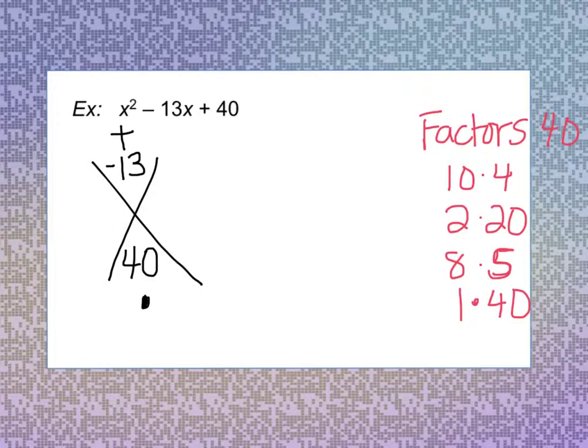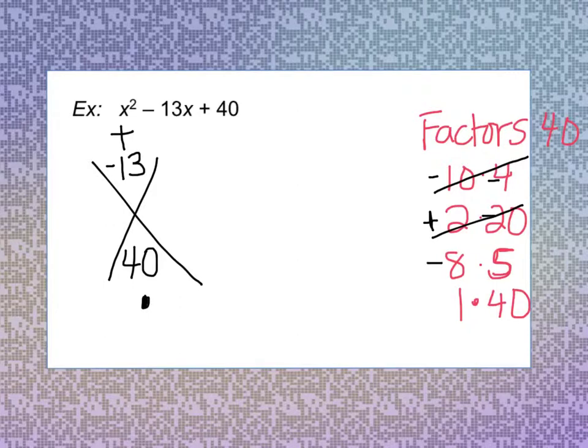So now let's take a look. We're going to see if we can get the sum or difference for negative 13. If I had, I'm just going to put negatives here, negative 10 plus negative 4, would I get negative 13? No, so that's not a choice. Let's say if I make both of these negative, or at least one negative, could I get negative 13? Nope. Even if the 2 was positive and the 20 was negative, I would get negative 18, and that's too large. I need negative 13.